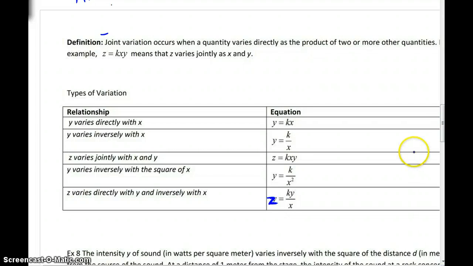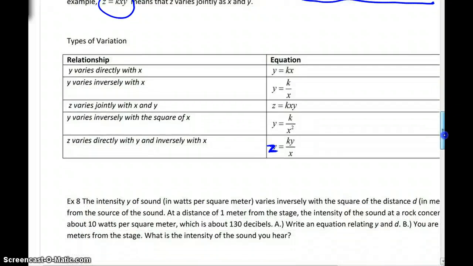Joint variation occurs when a quantity varies directly as a product of two or more quantities. So we'll get direct variation, but with a multiplication of another variable. For example, if I gave you Z is equal to K times X times Y, that means that Z varies jointly as X and Y. We still have a constant. It's just that we have one additional term multiplied.